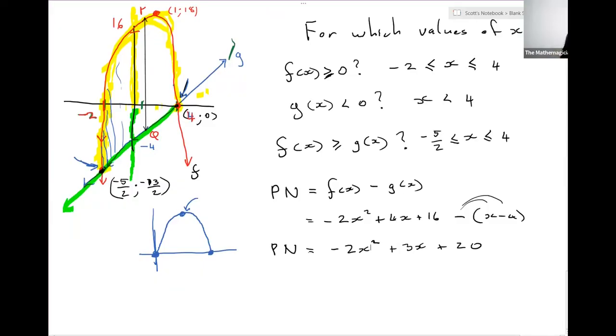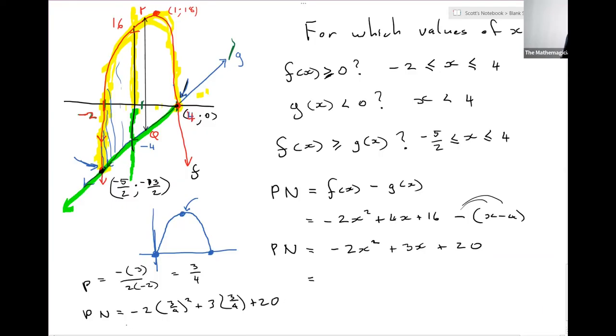How do I make PQ a maximum? We need to get it in turning point format again. This is going to take a while without a calculator, but let's do it anyway. P will equal negative b over 2a, which gives me positive 3 over 4. I'm going to sub that 3 over 4 in now. So PQ will equal negative 2 times (3 over 4) squared plus 3 times (3 over 4) plus 20.